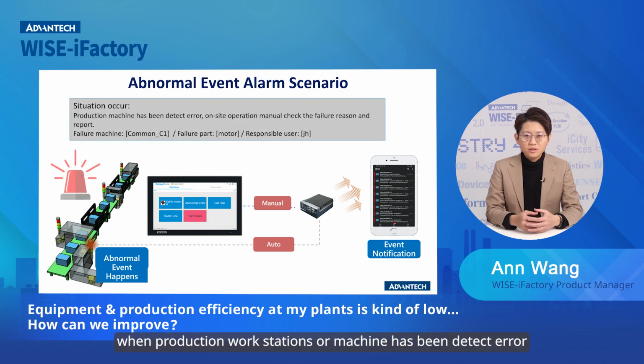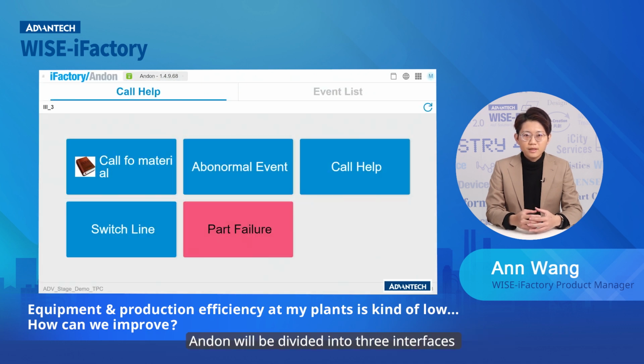When a production workstation or machine has detected an error, the on-site operator manually checks the failure reason and reports. Let's look at a few system screenshots of Andon execution. Andon is divided into three interfaces: the TPC interface for reporting work on site, the interface for the manager to assign work, and the interface for the cell phone of the support team.